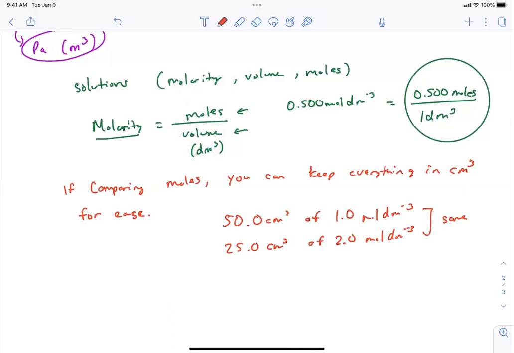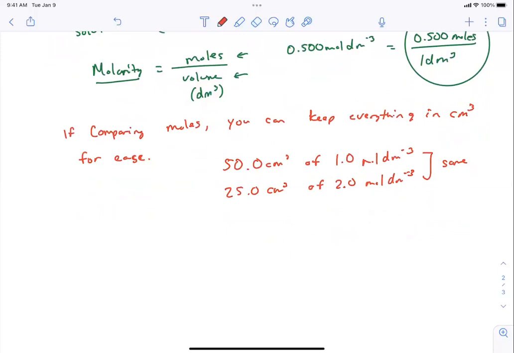Now, you wouldn't want to calculate actual moles with it, but if you're just trying to do a multiple choice question, comparing two solutions, then you can just multiply them like that and still be able to compare them. But don't use that for calculations. It just makes it easier. I think it's easier to deal with 50 and 25 than it is to deal with 0.050 and 0.0250. Yes, Marissa. For example, let's say they ask you which solution has the most moles of ions. You could keep everything in centimeters cubed and just multiply them and get the answers. And those answers are the equivalent of comparing them in actual moles.